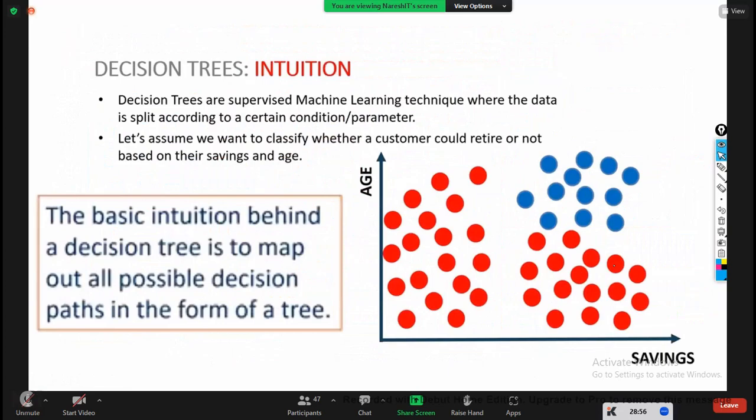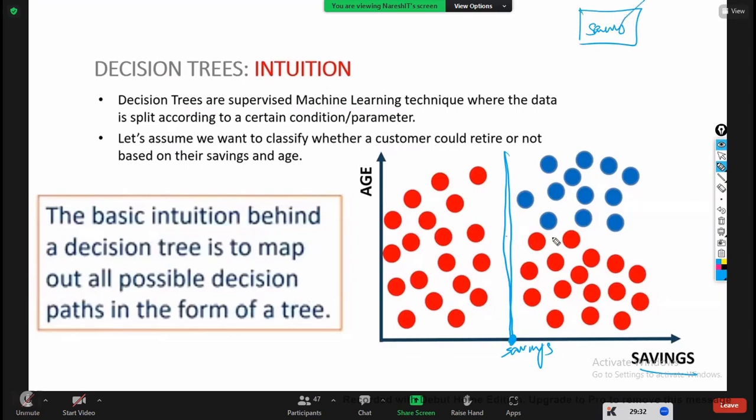For example, this is the data you are having. Now you can create a split like this. First, you can draw a line like this, followed by a line like this. For the first line, which variable do you have to consider? This is the variable, savings, with some value, and based on this value you are going to split into 2 parts. So you take savings as your starting value, and you split the data.